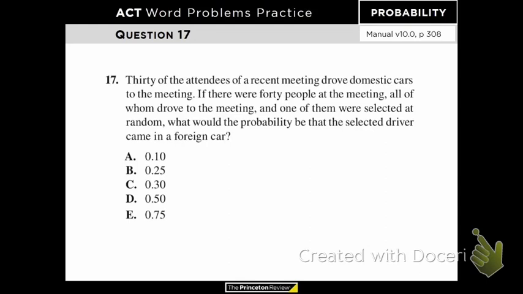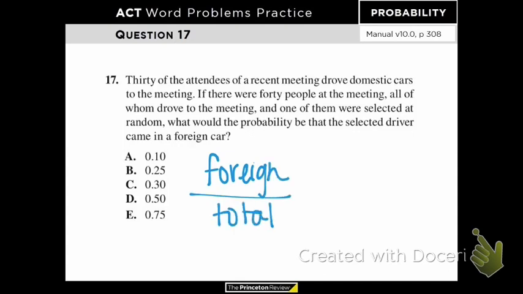So we need to count up or find how many people came in a foreign car over the total number of people. Okay, so 30 of the attendees drove domestic cars out of the 40 total. So if 30 drove domestic, that must mean that 10 drive foreign cars. And so the 10 over the 40 gives us the 0.25.